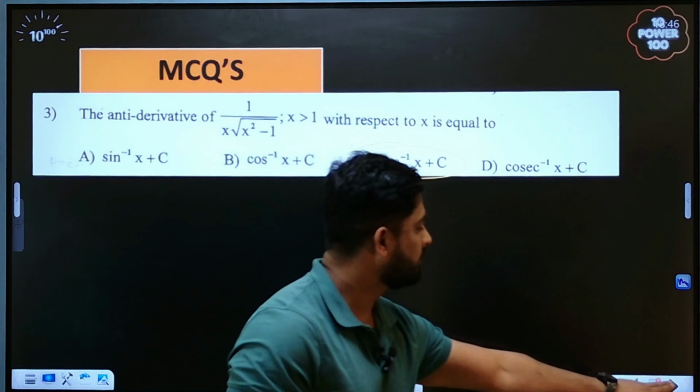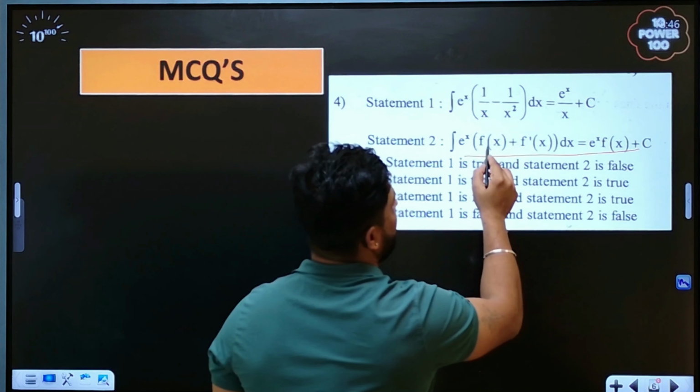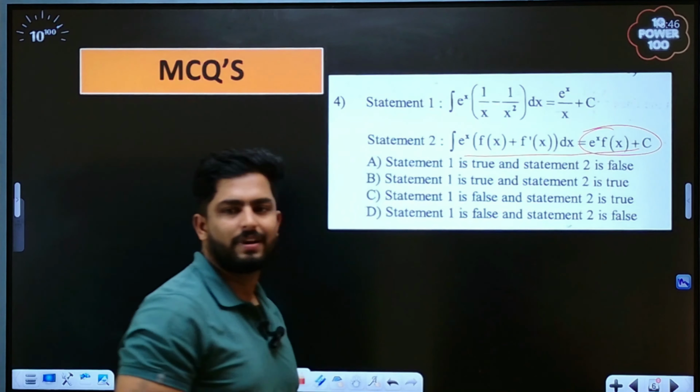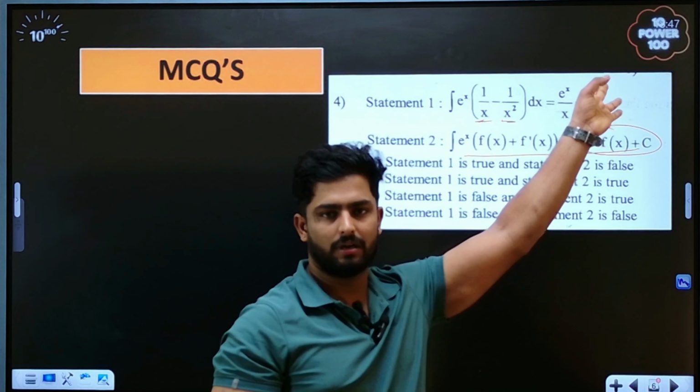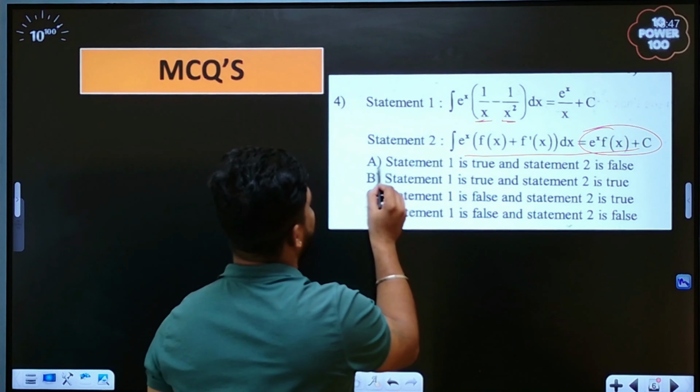Next question. It's a statement question. First of all, look at the options. Statement 2: e power x of f of x plus f dash of x. If you see this statement, it is actually correct. e power x of f of x plus f dash of x is nothing but e power x of f of x plus c, right? And here also they have taken the same thing. 1 by x is there, and the derivative of 1 by x is minus 1 by x square, and they have taken e to the power x into 1 by x plus c. Same answer. So here we can go with option B.